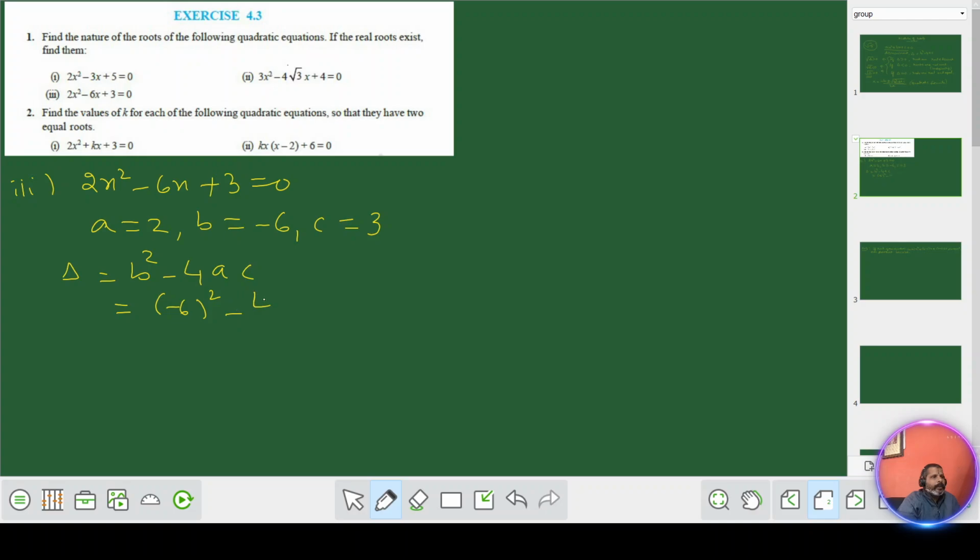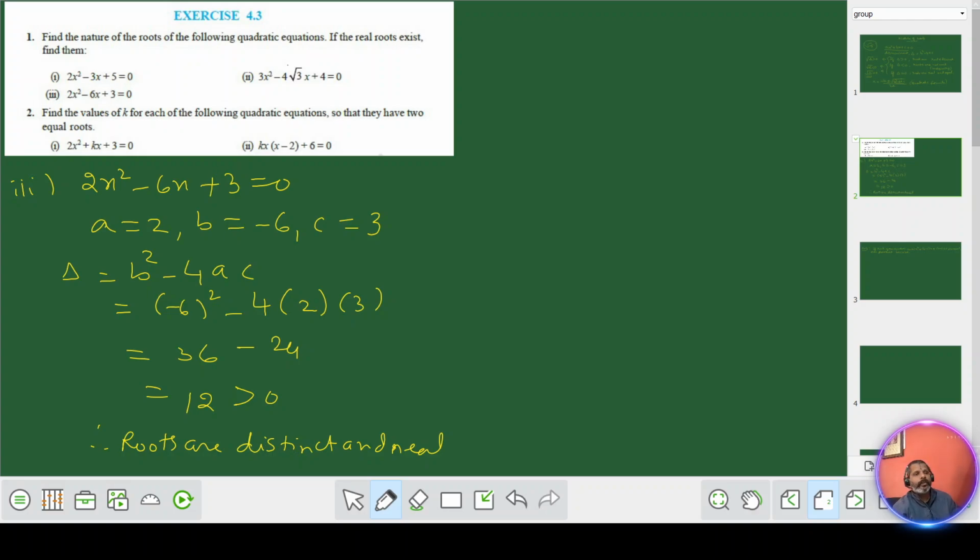Substitute the values and find it. (−6)² − 4 into a is 2, c is 3. Open the bracket: −6 into −6 is 36. Then minus 4 into 2 into 3: 4 times 2 is 8, 8 times 3 is 24. Upon subtraction, we get 12, which is greater than 0. Therefore, we conclude the roots are real and distinct. You can write distinct and real also.